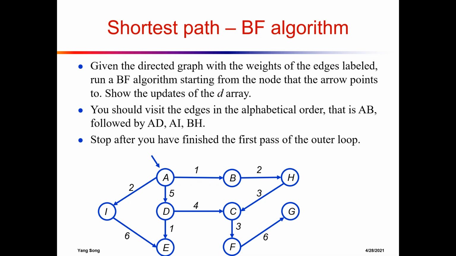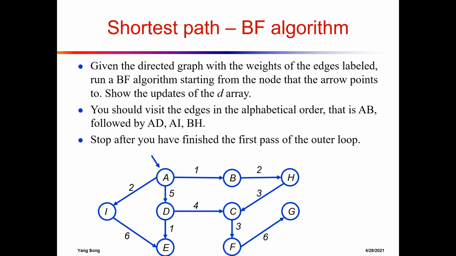The question is: given the directed graph with the weights of the edges labeled, run the BF algorithm starting from the node that the arrow points to and show the updates of the D array. And again, I'm assuming that you have already studied the BF algorithm or you have the pseudocode of the BF algorithm right on your screen.